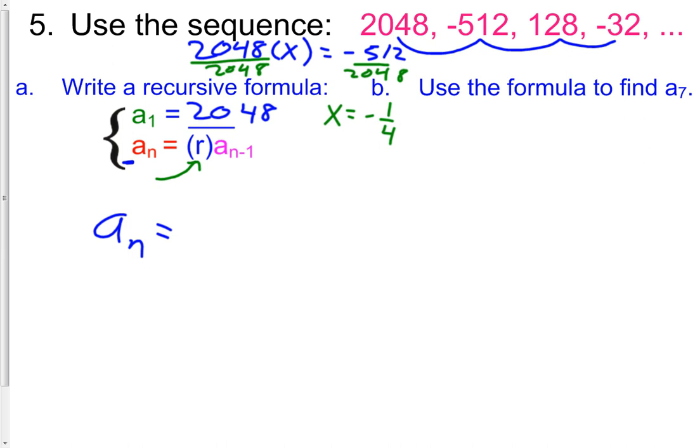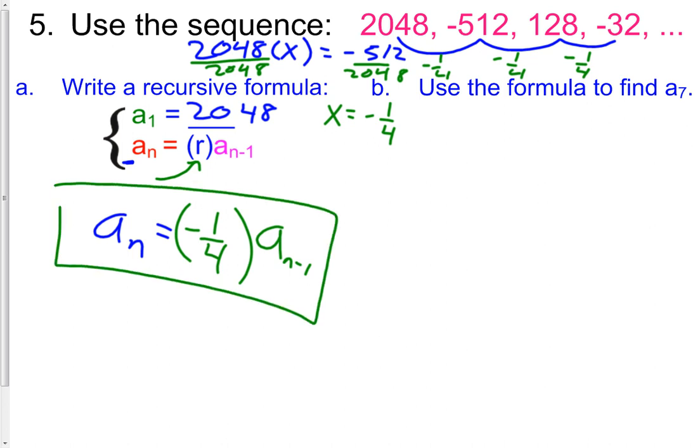And you could try this for every one of them. You're going to multiply by a negative 1/4, multiply by a negative 1/4, multiply by a negative 1/4. You could continue in getting each and every one of those terms. So our common ratio, negative 1/4, multiplied by a sub n minus 1, which is just the value of the previous term. So there's our answer for letter A. And now we can use this to find the value of the 7th term.